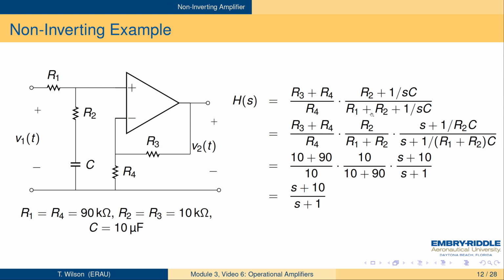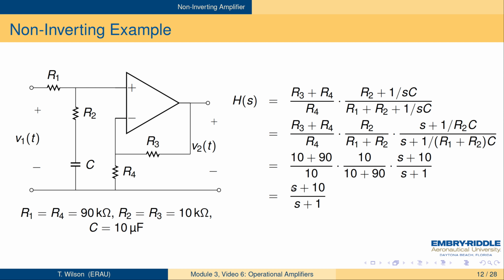And now we do our usual arithmetic. I've skipped one step here just to save space on the page, but you can see you get S plus 1 over R2C, a 0 at minus 1 over R2C, for the numerator here, and then in the denominator you've got S plus 1 over the sum of R1 plus R2 times C. And we plug in these values here. We see that with R3 and R2 both being 10 and R4 and R1 both being 90, these both sort of cancel out. So the scale factor, the 10 gets killed off here, but we're left with S plus 10 over S plus 1. So we've got a 0 at minus 10 and a pole at minus 1.